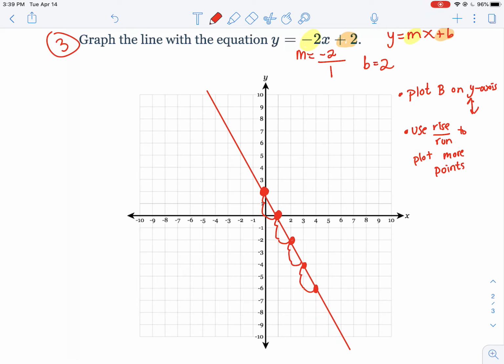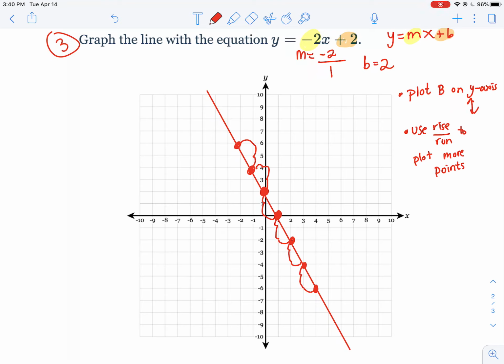If they only let you plot 2, then only plot 2. The opposite of going down 2, right 1 is up 2, left 1. Up 1, 2, left 1. Okay? All right.